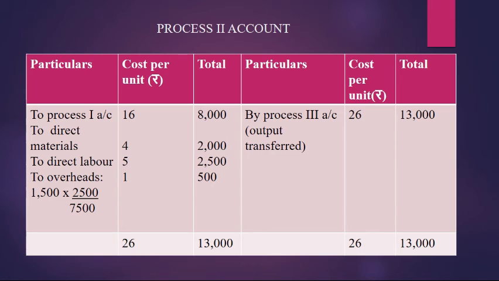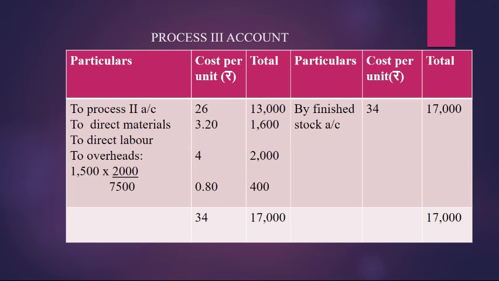The total amounts to cost per unit 26 and the total 13,000. This 13,000 will be transferred to process 3 account. That is the output transferred, cost per unit 26 and total 13,000. Now we'll see what process 3 is.